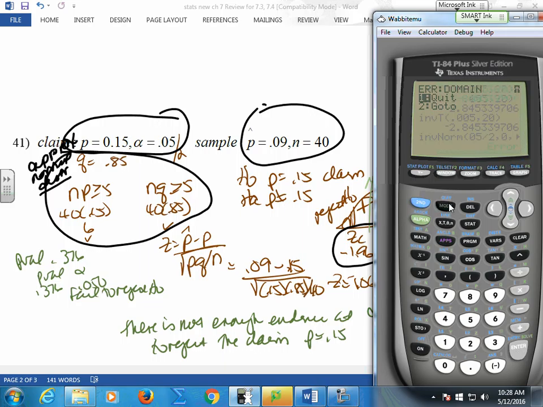Well, you can find it in your inverse norm for some odd reason. My inverse norm is not. Oh, I missed the point. It's just not cooperative today. Some days it works really, really well.